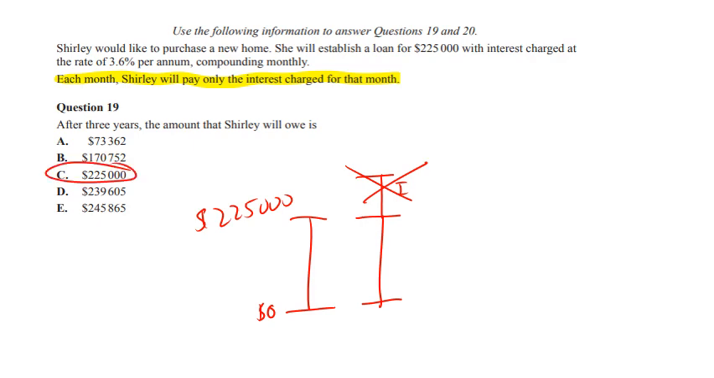So if you sat there and worked out this 3.6 thing, you didn't need to. It says you pay off the interest. So every month the interest goes on, but she pays that off. It's an interest-only loan. Haha, did you get sucked in?